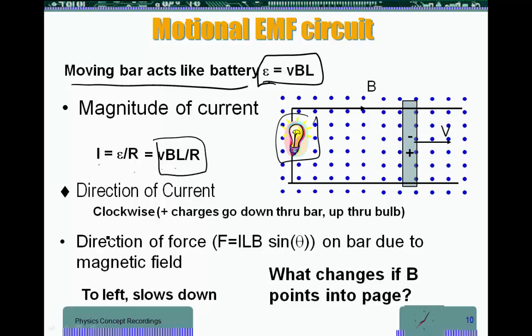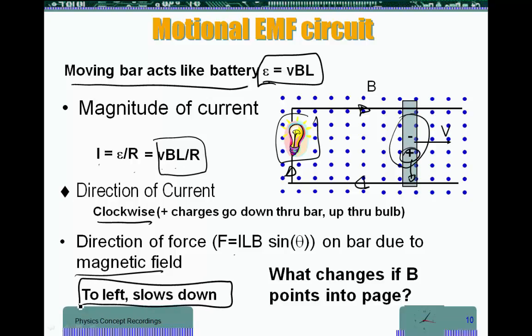The direction of the current, using the right-hand rule like I used here to see the direction of motion of the charges: you notice that positive charges were being pushed downwards, so that means the current is going to point in this direction. So it is clockwise in this case. Now the direction of the magnetic force on the bar due to the magnetic field is towards the left. It tries to slow down the bar.